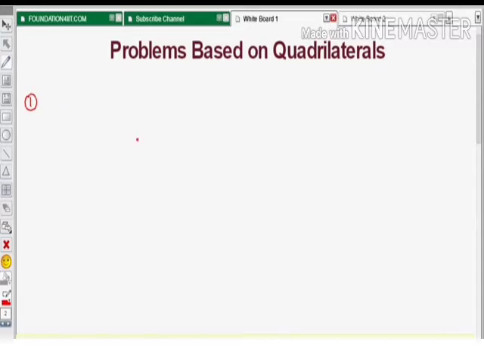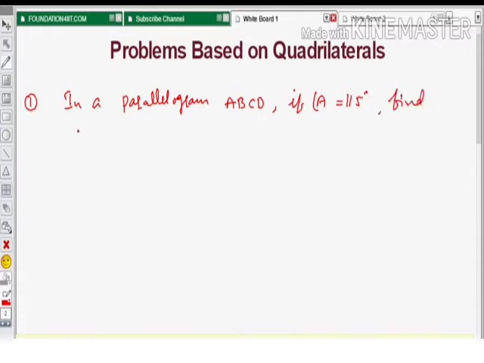quadrilaterals. So the question is, in a parallelogram ABCD, if angle A is equal to 115 degrees, then find the other angles. That means angles B, C and D. Other angles we need to find out.